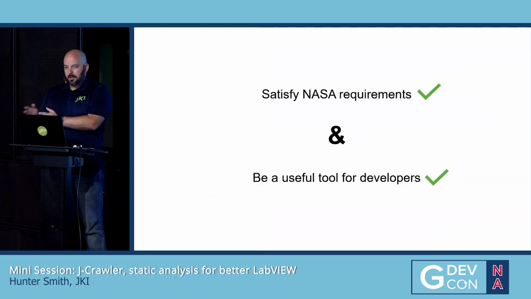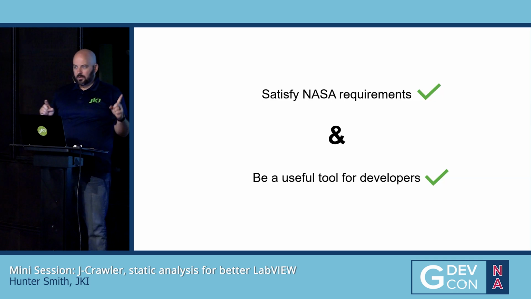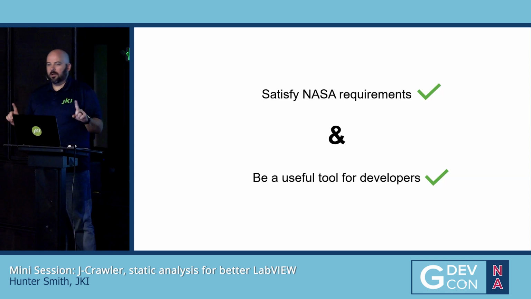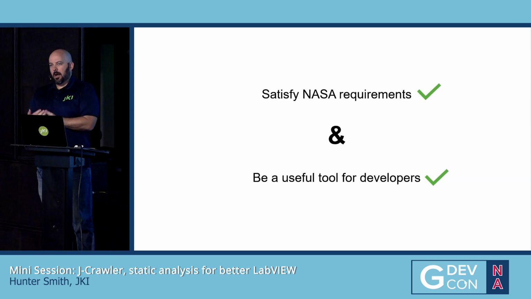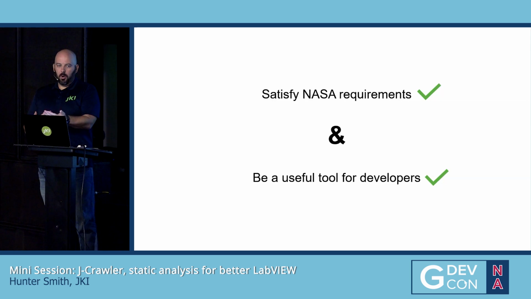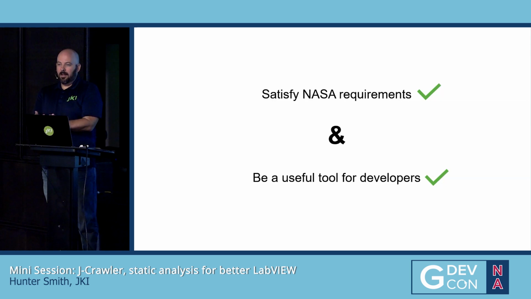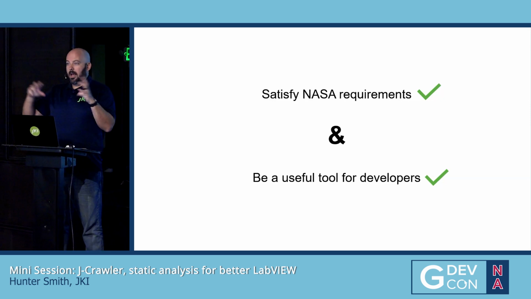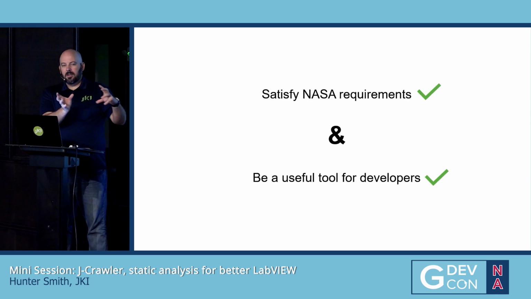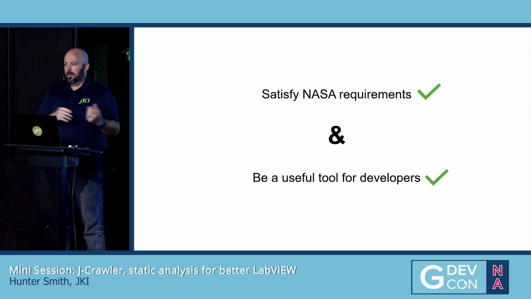So could we make something that checks two boxes? One is satisfy the NASA requirements, and one is be an actually useful tool for developers, because those aren't always the same goal. A lot of times when you're working with these agencies, it's about telling a story. It's about creating prose, and then having the data to back that prose up and to be able to stand behind it. But it takes a lot to create the documentation you need for your deliverables, but we also want to try to create a useful tool.